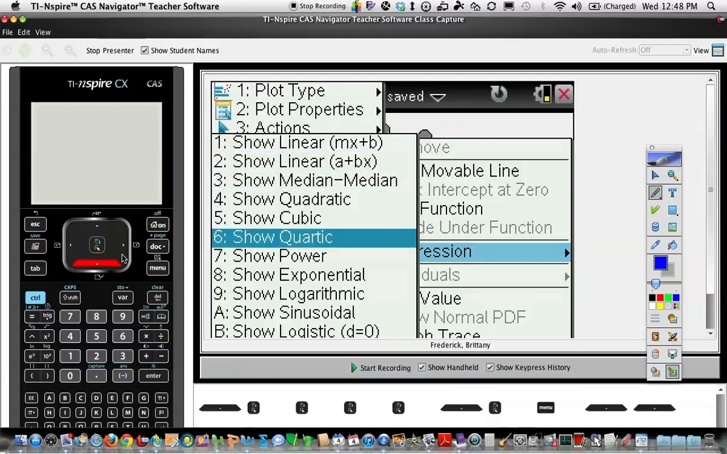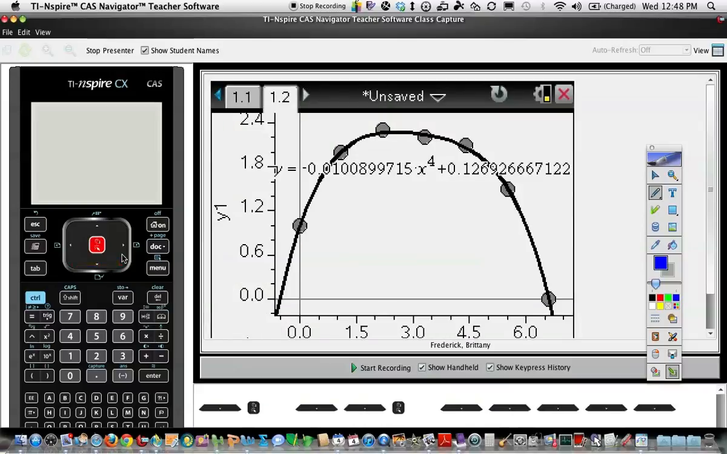And go down to Show Quartic. Quartic is a fourth degree equation. And just that fast, it finds, based on those 6 points, a fourth degree equation that fits that. Now, the coefficient on the fourth power is pretty small, almost 0, which means a cubic probably could have fit it pretty well too. But anyway, that's the equation for the top half of the lemon, and then of course we went on and used that and did some things. But I just thought that was kind of neat.